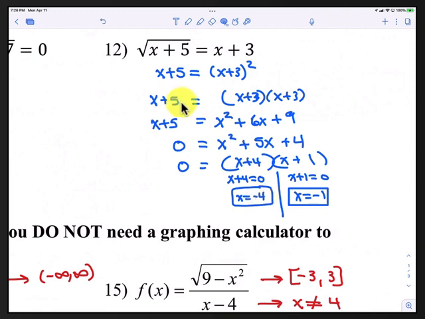If we plug in negative 4 for x, both x's, negative 4 plus 5 is 1, and the square root of 1 is 1. That's positive 1. But if we plug in negative 4 on the right, that's negative 4 plus 3 is going to be negative 1. So on the left we have positive 1, but on the right it's negative 1, and that is not a true statement. Therefore, we end up having to cross out negative 4 as a solution, so only one solution is valid, and that is x equals negative 1.